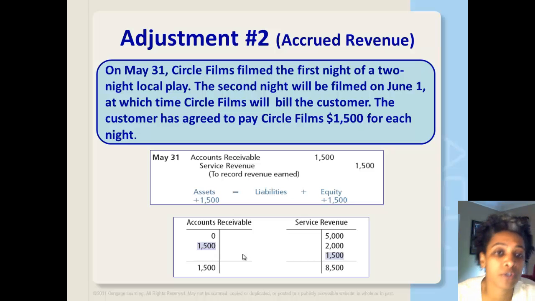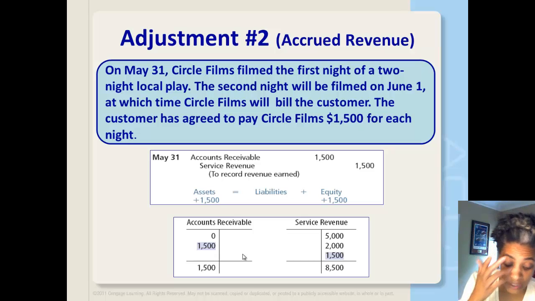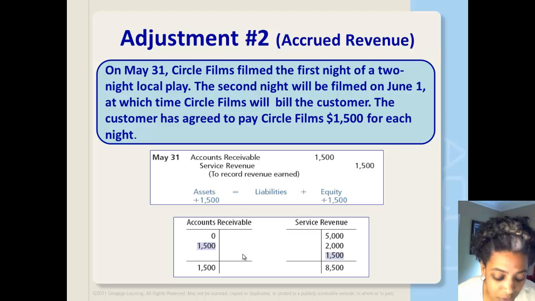On May 31st, Circle Films filmed the first night of a 2-night local play. Now, of course, it goes over month end. So the second night is going to be filmed on June 1st, at which time Circle Films is going to bill that customer. The customer has agreed to pay Circle Films $1,500 for each night. The trial balance does not reflect this because Circle Films hasn't given that bill. Remember, they're not going to invoice them until June 1st.